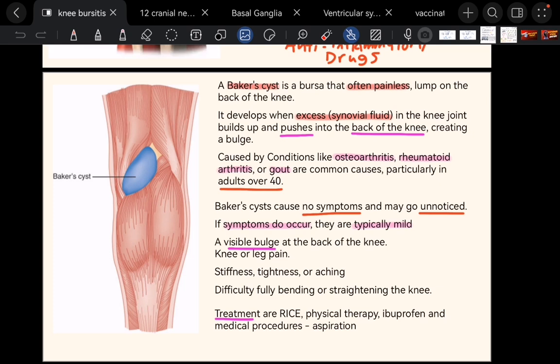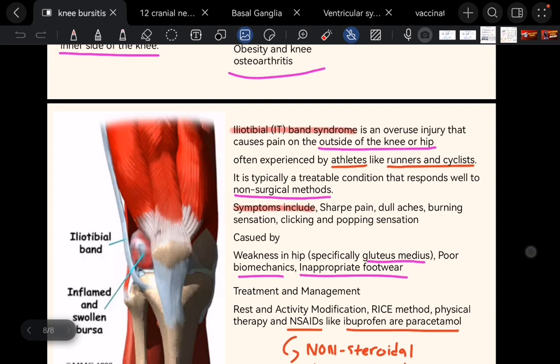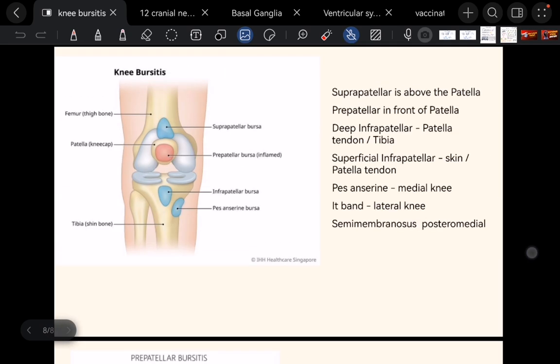Now, for treating Baker's cyst, treatments include the RICE method and physical therapy. You can take non-steroidal anti-inflammatory drugs such as ibuprofen, and other medical procedures such as aspiration if needed to drain the fluids out. So that is some of the common bursitis of the knee. So a recap of it, we have the suprapatellar bursitis, prepatellar bursitis, deep infrapatellar bursitis, superficial infrapatellar bursitis, pes anserinus bursitis, IT band, and Baker's cyst.